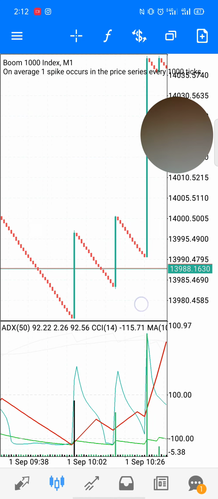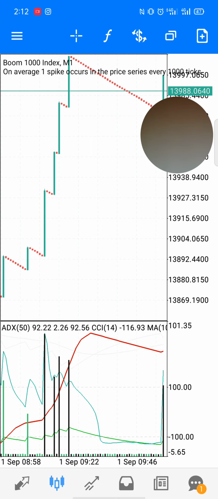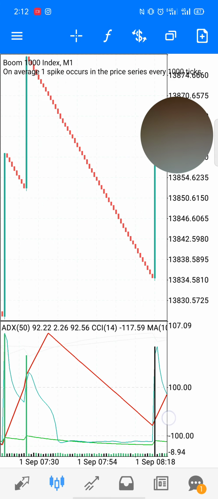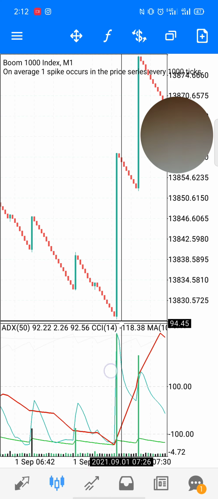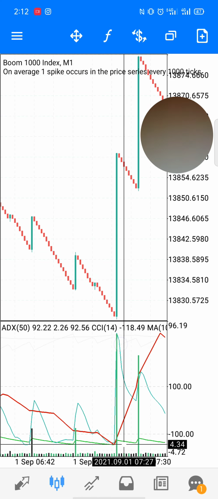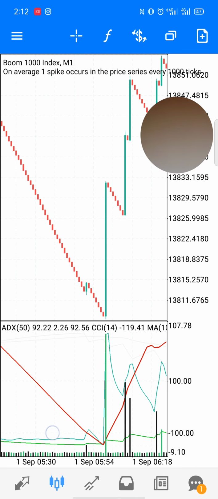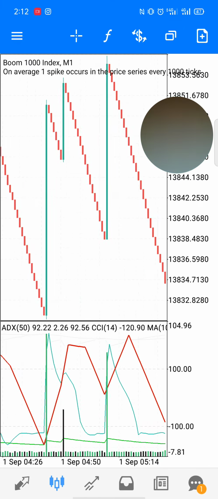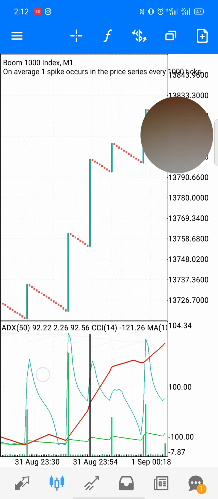Very powerful strategy. Look, cross below at this point, a spike. Crash and Boom strategy. Cross below gives us a spike. Very profitable strategy. As soon as the conditions are met, the red moving average crosses below at the oversold level, you get a spike. Yeah, that's how it is.